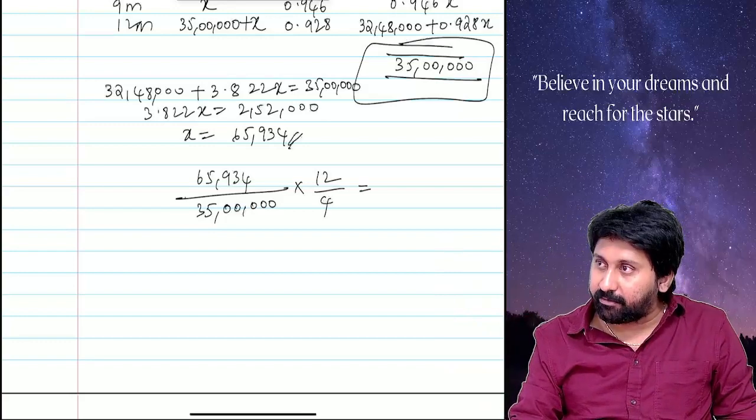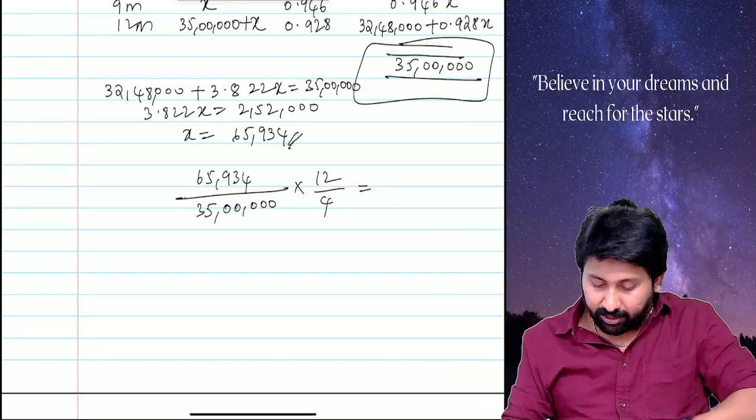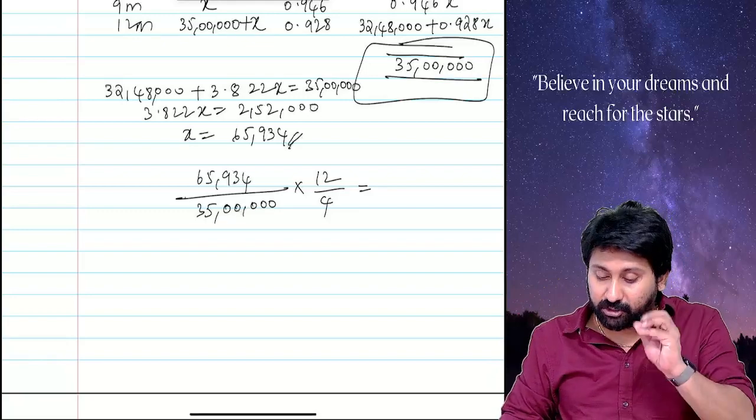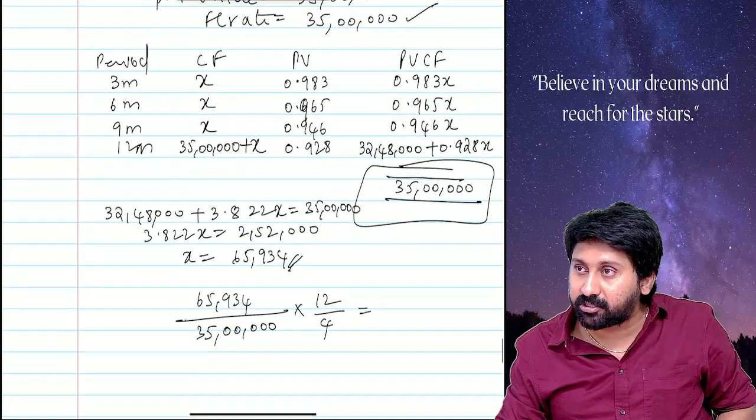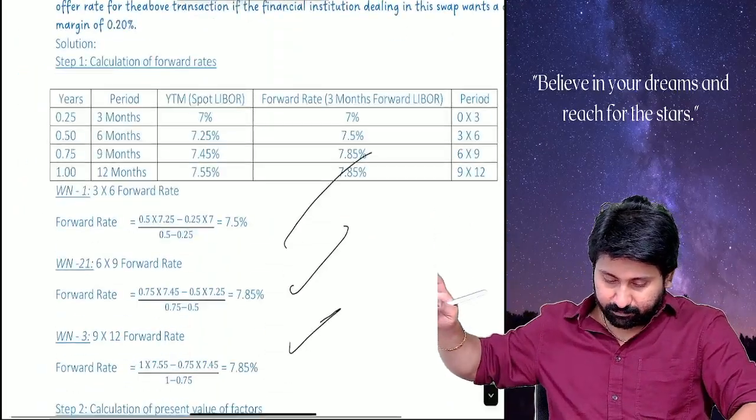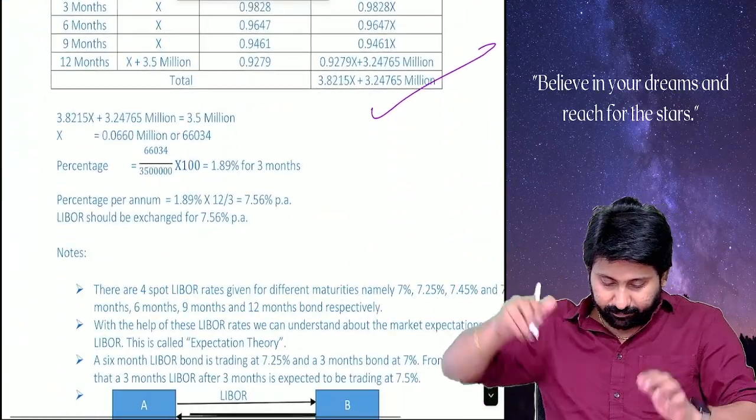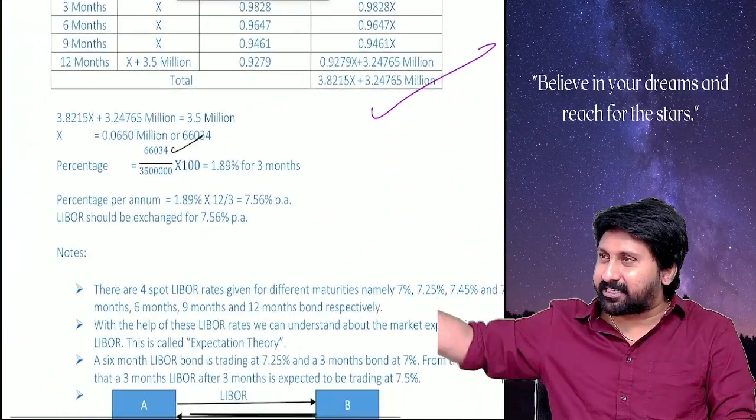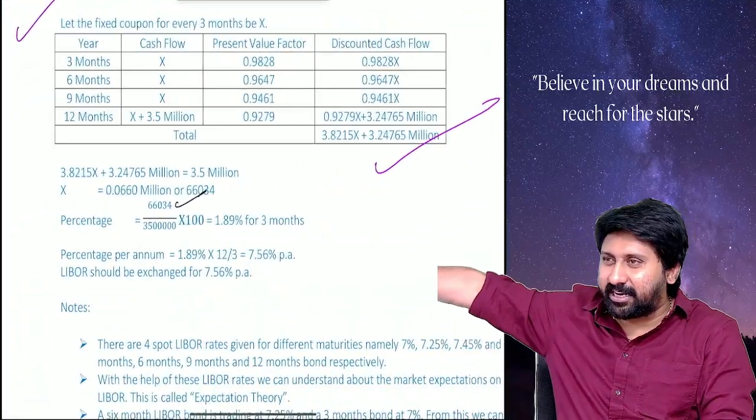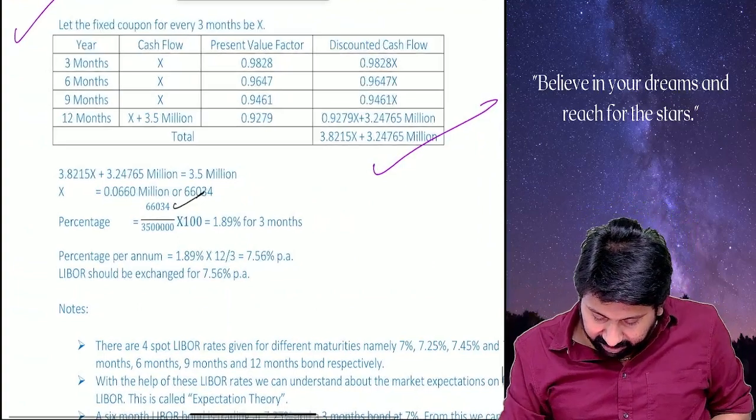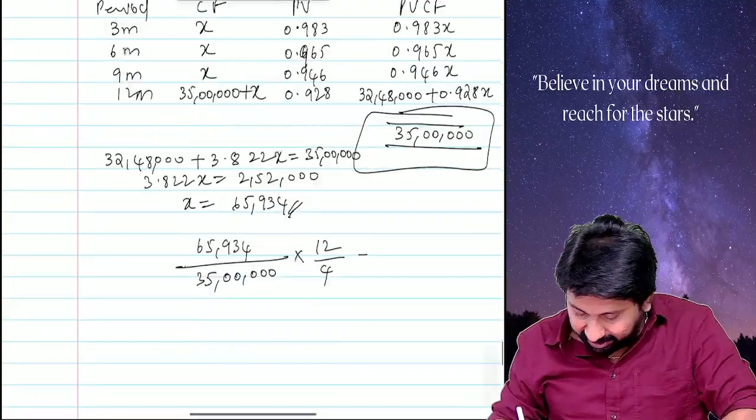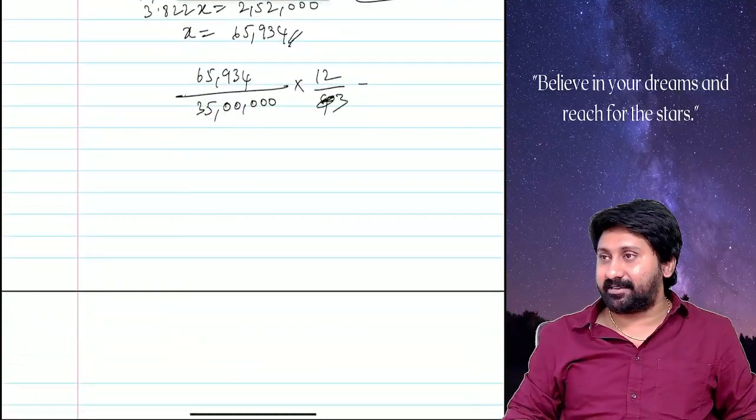Total into 12 by 4, 0.056. Okay. Now tell me, 65,934 is on how much notional principal? 35 lakhs. Okay. See here. 65,000, how much? 930. 66,034. Just a decimal point changes. Divided by 4 means this will be the rate that is coming for how many months? 3 months. Sorry, we have taken divided by 4.